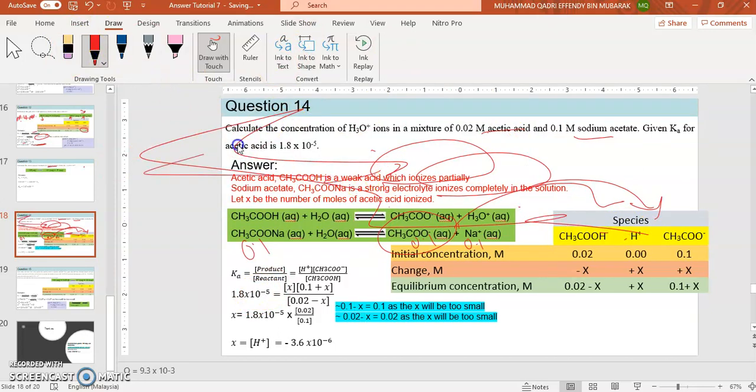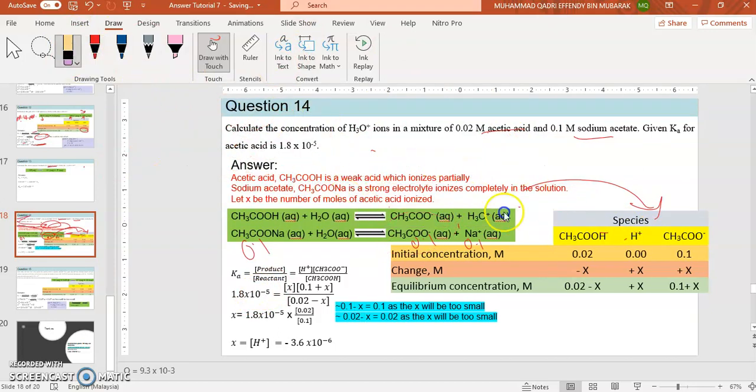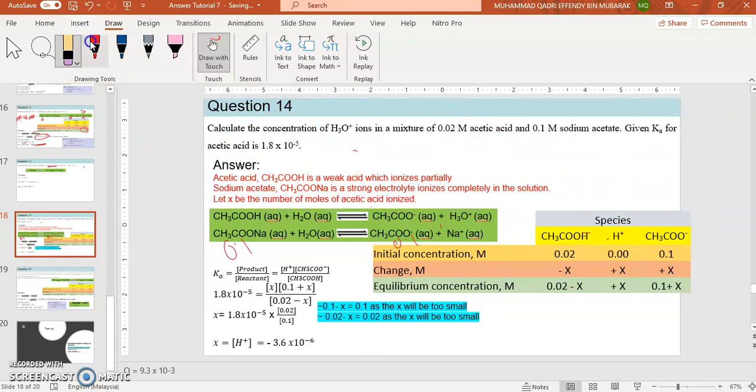The Ka of acetic acid here is 1.8 times 10 to the power of negative 5. Substituting all the values in our equation, Ka equals 1.8 times 10 to the power of negative 5 equals x, the concentration of H plus, times the concentration of acetate ion, 0.1 plus x, over 0.02 minus x.